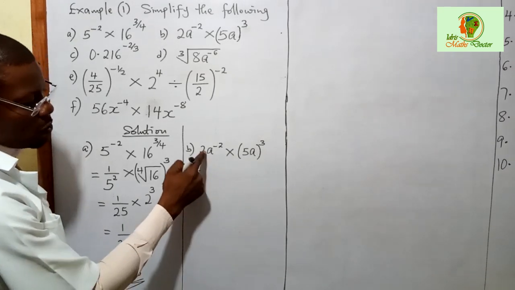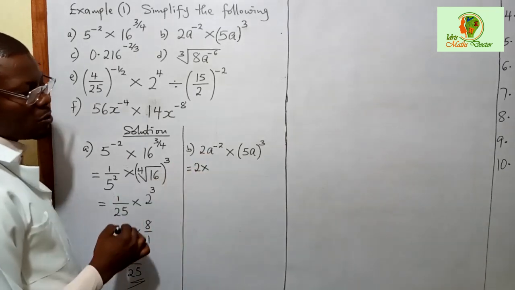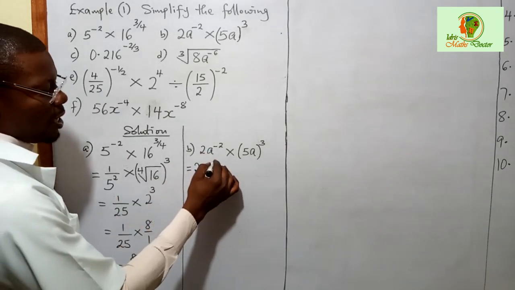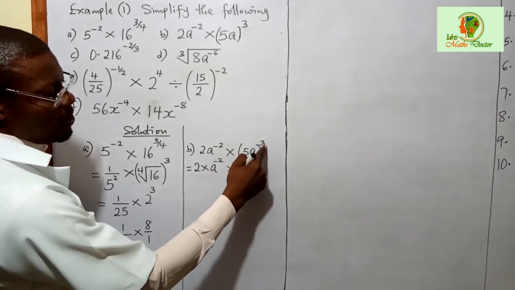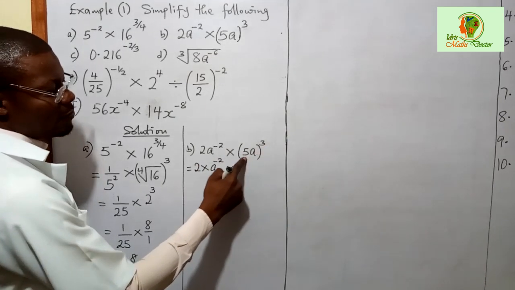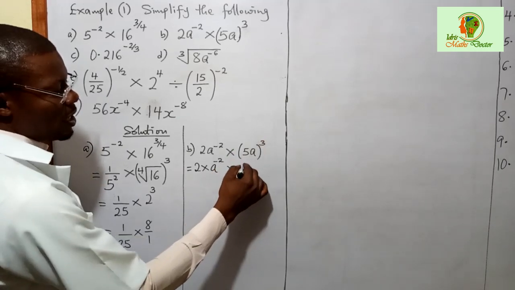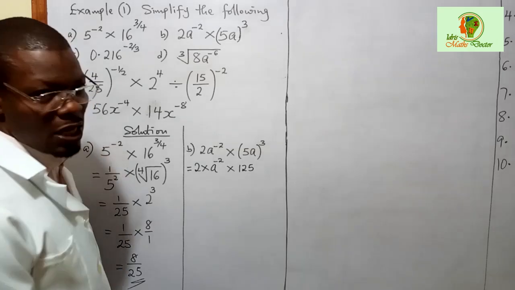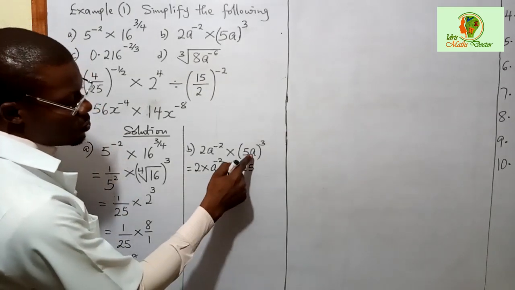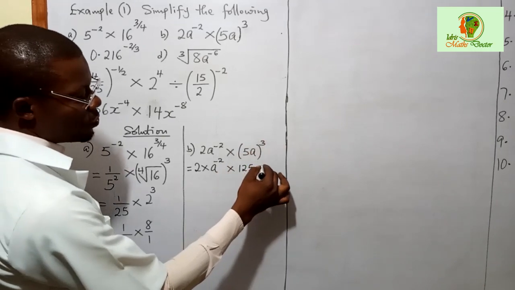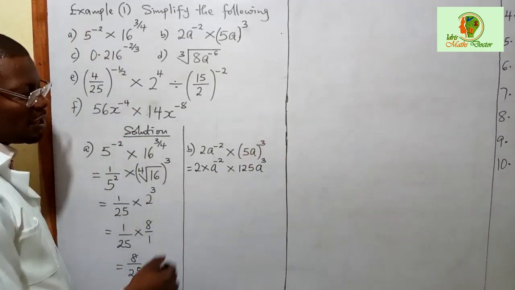So this is the same as writing 2, and you know that the sign between 2 and A is a times. You can introduce it: 2 times A raised to power minus 2, times. The power 3 affects both 5 and A. So 5 raised to power 3 is 5 times 5 times 5, which is 125. And A raised to power 3 gives us A cube.